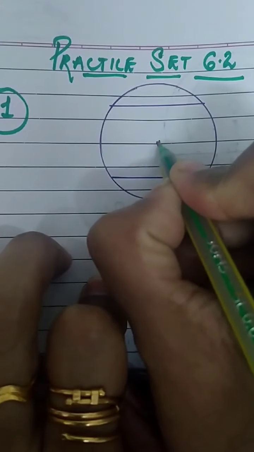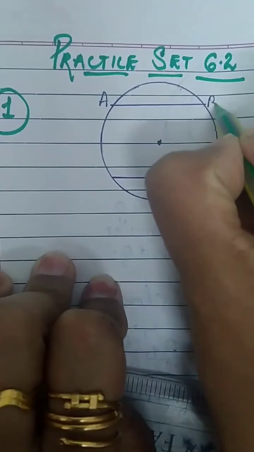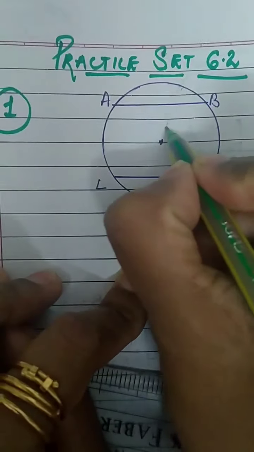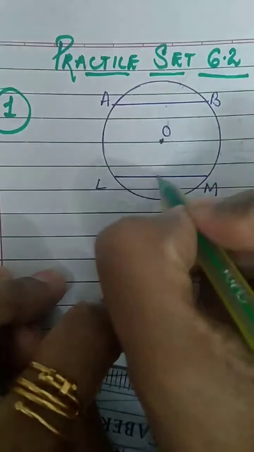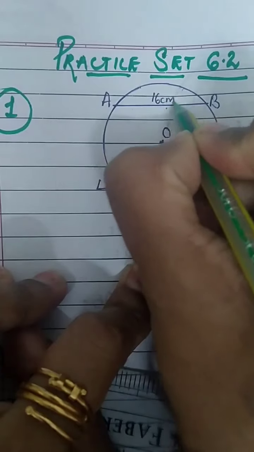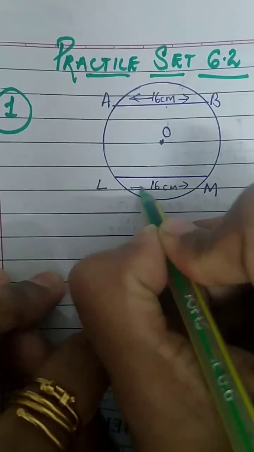Show the center. Now this is chord, let us take it as chord AB, and this chord I'll take as LM, and the center I'll take as O. Both the chords are of length 16 centimeter. So show the arrow like this. Full chord is 16 centimeter.